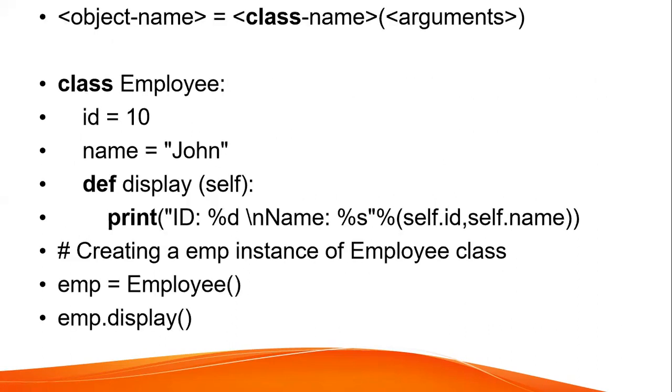And here we can see the object name, class name, and arguments. Class employee, id will be given as 10, and the name, which is John. Define display, in brackets we have given self. This is the example for the self function in the class. And print, here id, which is given as self dot id, self dot name. Hashtag creating an employee instance of the employee class. Employee is equal to, in brackets, emp dot display.